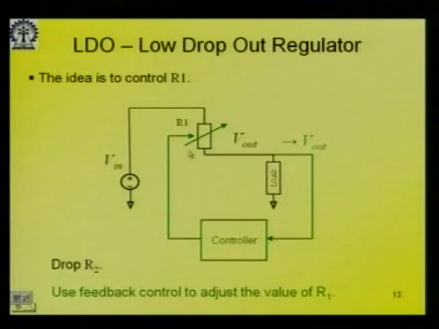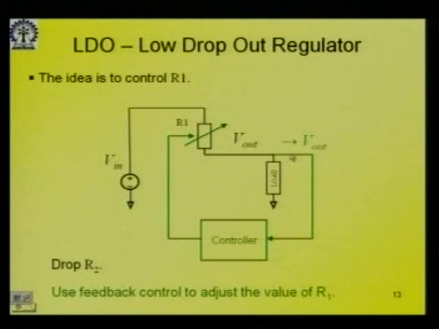Now, how can we do that? I will show how we can do that. Typically, one thing we can do is have a transistor whose gate voltage or base voltage we can control to get the desired drop across this device, and always have the exact value of the load voltage that we want across this.